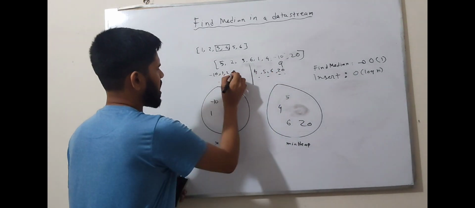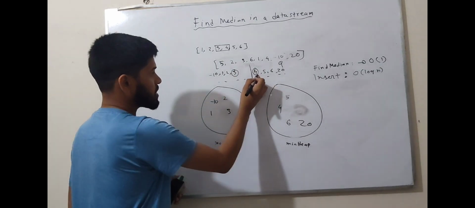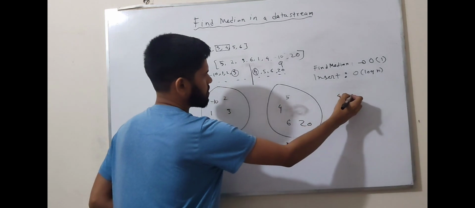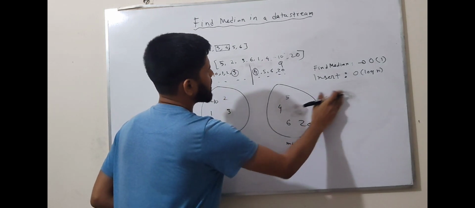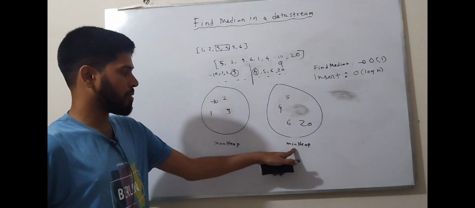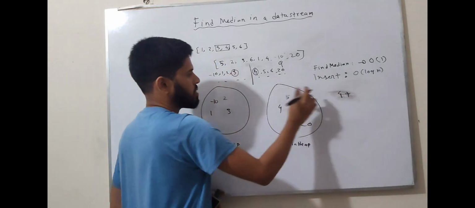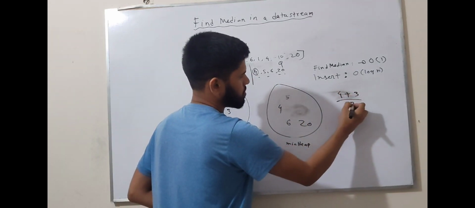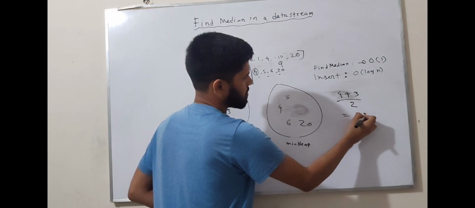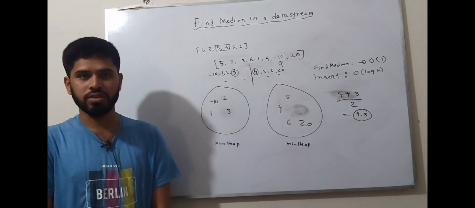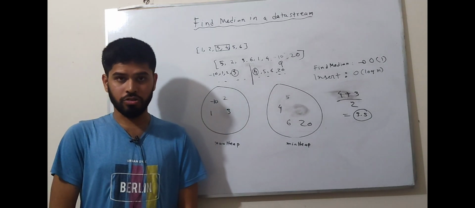What is the median? It is the average of these. Max from left, 3, and min from right, 4. I'm sorry, the minimum from right, we have the min heap data structure. So 4 plus max from left, 3, divided by 2 equals 3.5. All right, this is how we can solve this question. This is the efficient algorithm.